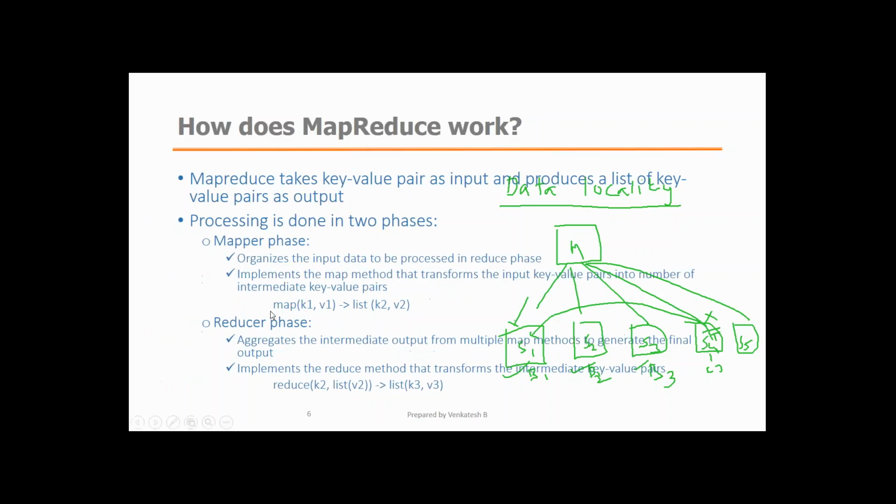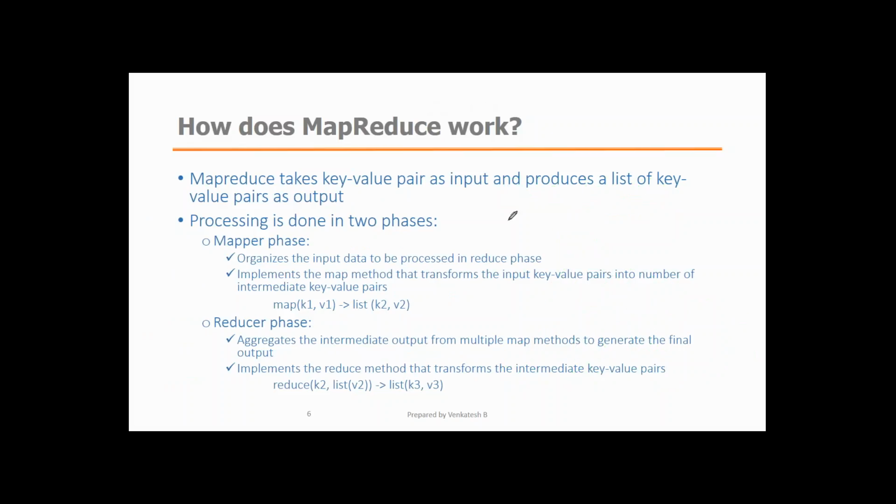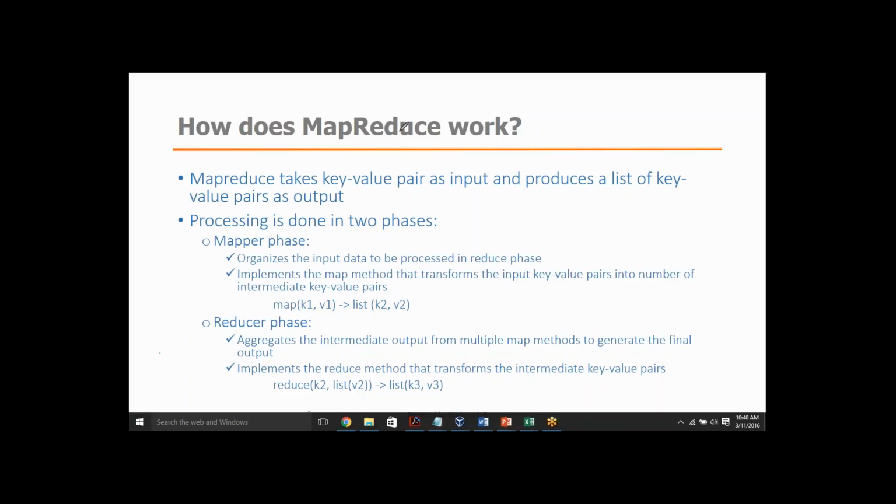I'll keep this diagram as it is. In the reducer phase, what it is trying to do is aggregate the intermediate output from multiple map methods. The map method is running here, here, and here, 3 instances. Oh shucks, I erased it. I didn't want to erase it, but okay. So we had three slaves where the computation was happening. In the reducer phase, the MapReduce framework takes the output from all these three map methods and pushes that output to a slave where the reducer is going to run.